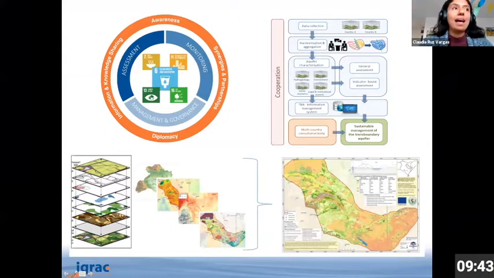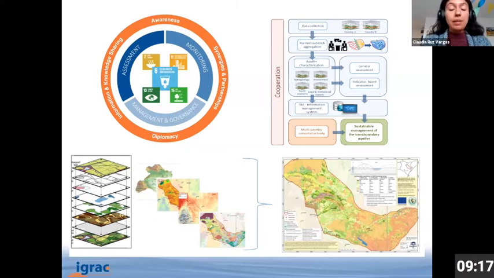Okay, so assessment, monitoring, and management of groundwater are the basis for sustainable groundwater use, right? But these three components really depend on data. They depend on data collection, harmonization, and aggregation, but also data sharing and data storing. What kind of data are they?